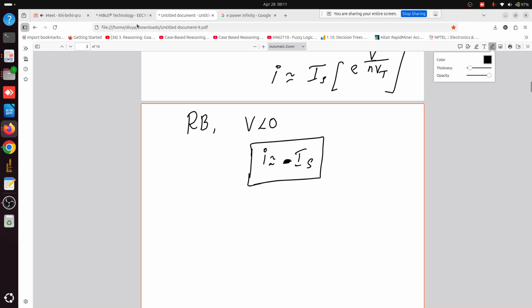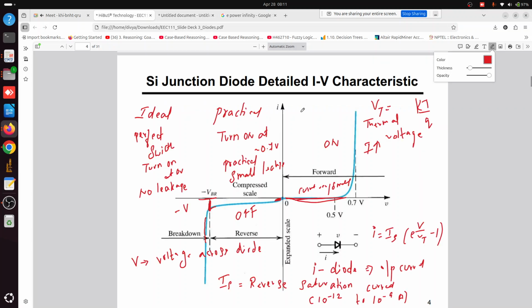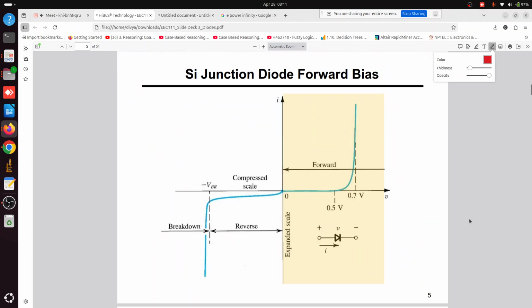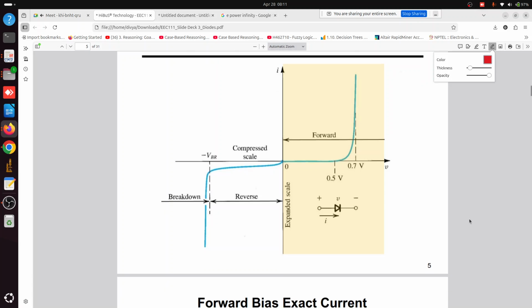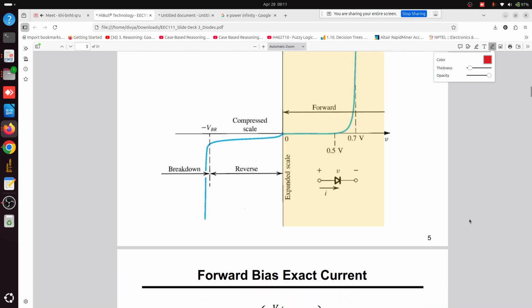Okay, so that is all about this one. Can we go to the next? This is again the same thing. Okay, so now, very good.